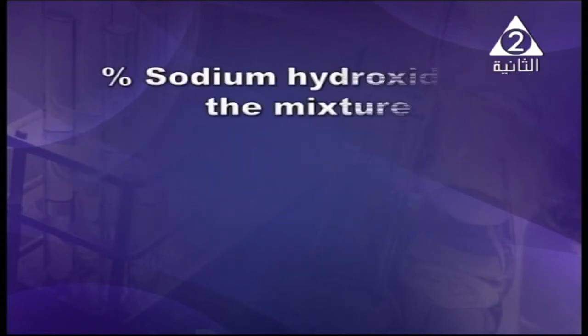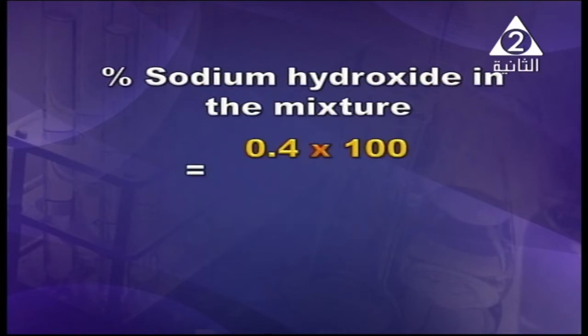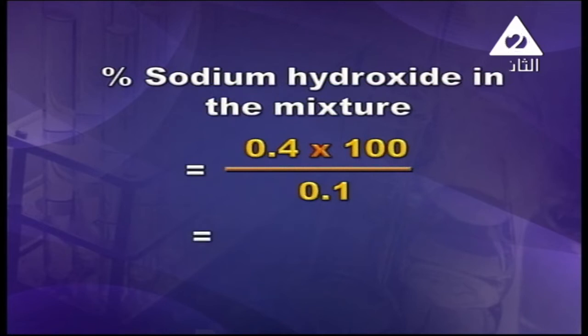It's easy to catch the problem. Can I find the percent now? Sure. The percent of the sodium hydroxide in this mixture is 0.04 by 100. Only? No. Divided by what? 0.1. So I can find 40%. You see, now I have arrived at the good answer, this percent. 40% of what? Sodium hydroxide, after calculation of molarity and number of moles.